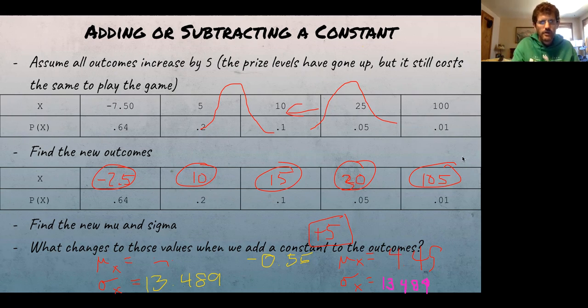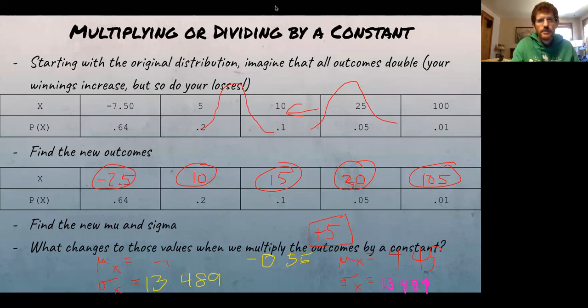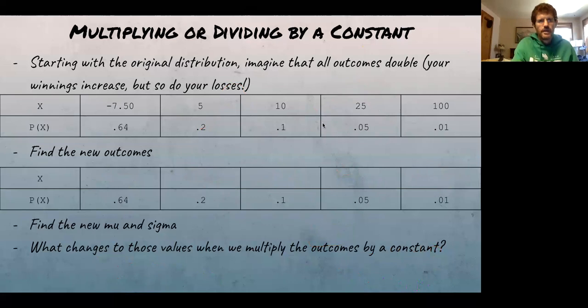All right. So now we're going to do something a little different. We're going back to the original distribution, the original probability model. And now what we're going to do is we're going to multiply each outcome by 2. All of them double. Your winnings increase, but so do your losses. So we can fill this table in real quick. We know how to double things. I'll just do it real quick. So there it is. There's our new outcomes.